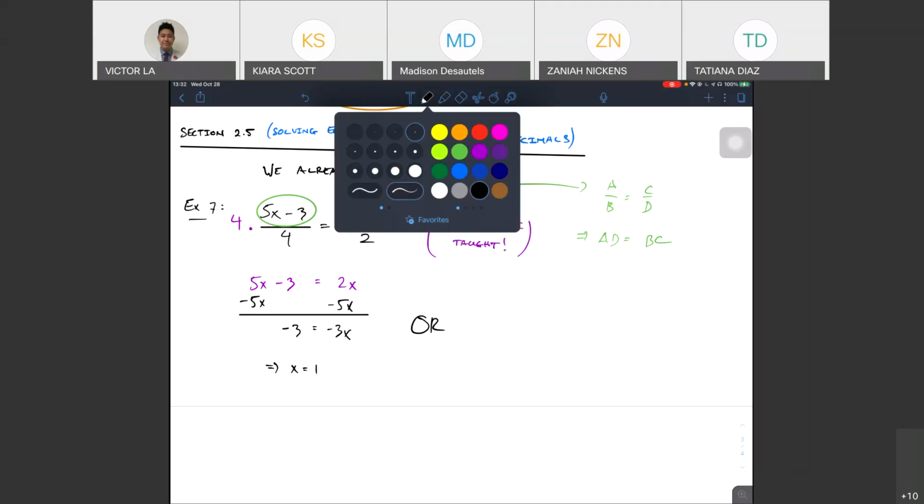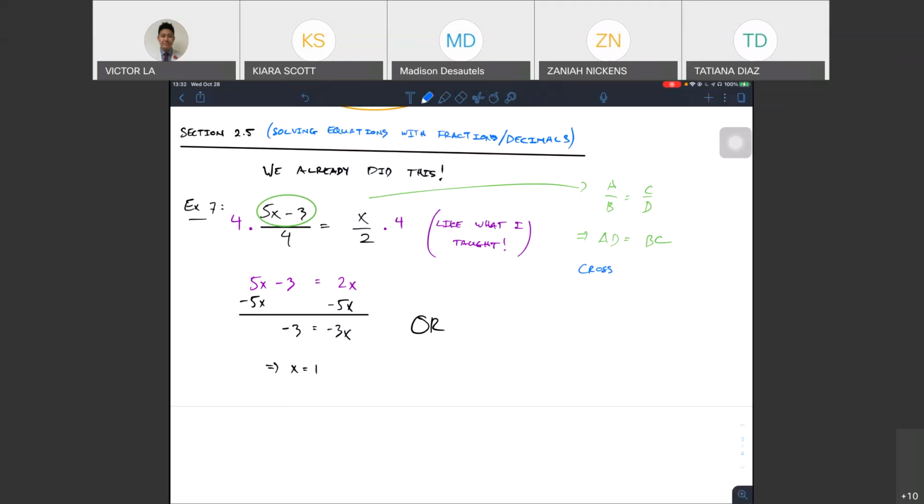Or you can cross multiply, because you know that it is 2 fractions. You notice that there are 2 fractions and they are equal to each other. It's not a simplification, it's not a reduction, it's not trying to put things in those terms. It's just regular. What that looks like is you would go on the left side, 5x minus 3 times 2, and then on the right side, 4x, and then you distribute.